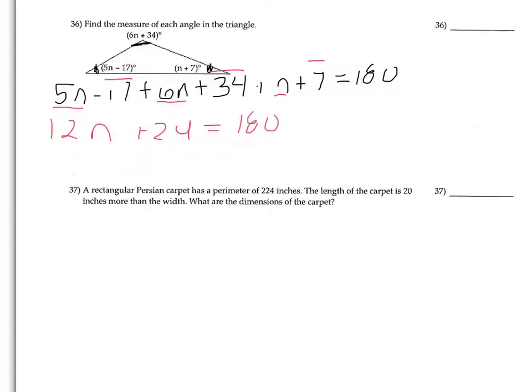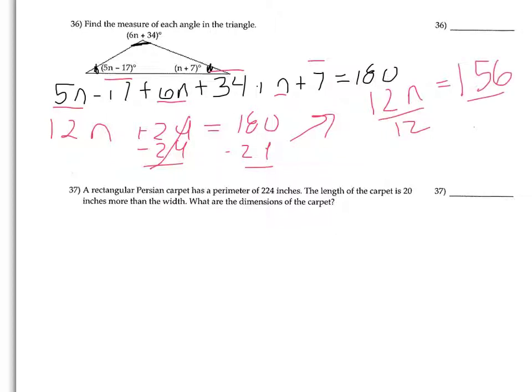Now we need to get our n alone, so we need to get our 12n alone, so subtract 24. And we'll come over here with that. So here we get our cancellation, so we have 12n equals 180 minus 24, which is going to give us 156. Then finally we divide off by 12. So we get cancellation here on the left, and we get n equals 13. So, n equals 13. Now we want to find the measure of each of the angles.